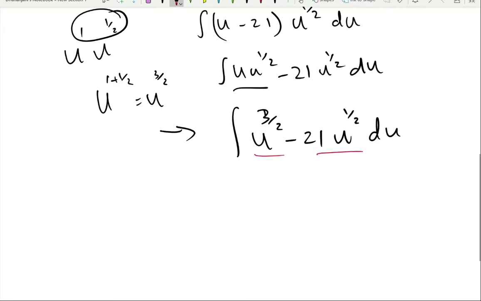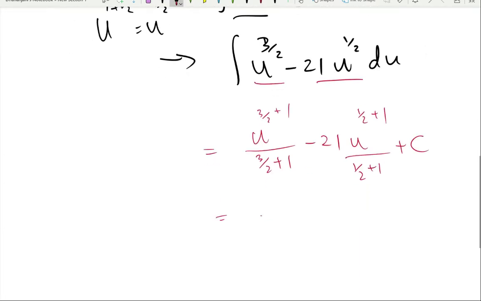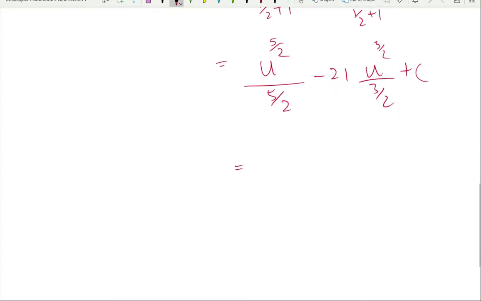And yes, so the integral of u to the 3 over 2 is u to the 3 over 2 plus 1, over 3 over 2 plus 1, minus 21 times u to the half plus 1 over half plus 1, plus arbitrary constant c. Okay, so 3 over 2 plus 1 is 5 over 2, and here 3 over 2, divided by 3 over 2, plus c. Now we can write this 5 over 2 as reciprocal multiplication. So it's 2 u to the 5 over 2 over 5, minus, take the reciprocal multiplication of 3 over 2.